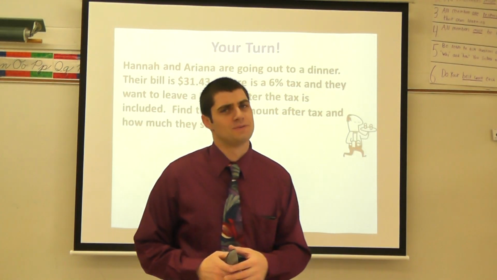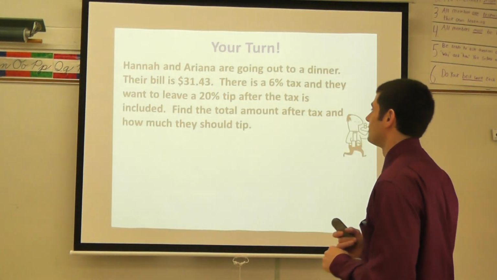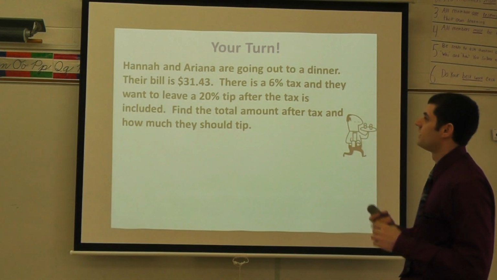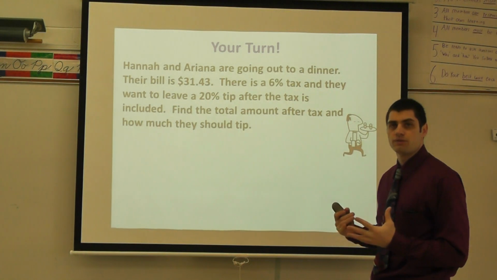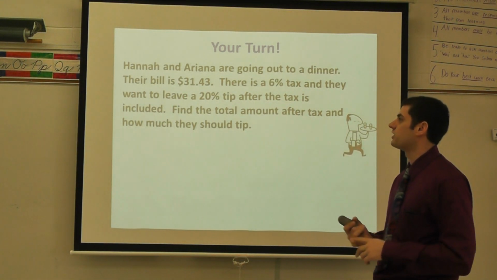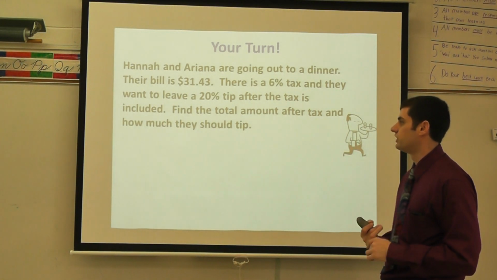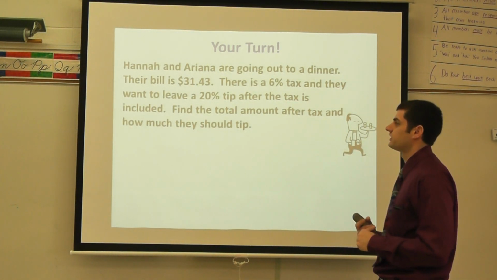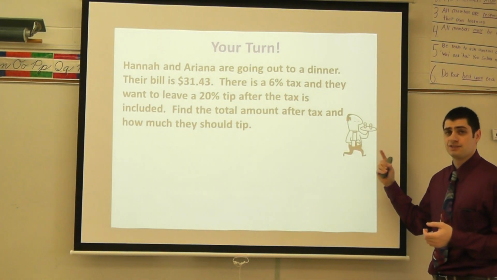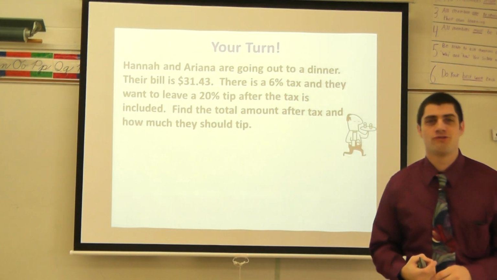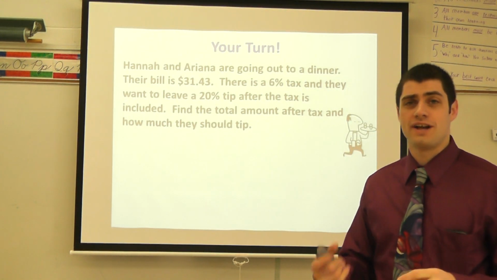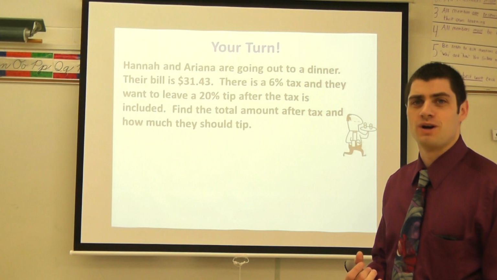All right, here we go. Your turn. One of my favorite parts of the videos. Hannah and Ariana are going out to dinner. Their bill is $31.43. There is a 6% tax, and they want to leave a 20% tip after the tax is included. Find the total amount after tax and how much they should tip. And again, we have our nice handy dandy little server over here ready to help out. So have your smartphone or calculator ready, a piece of paper, a pencil, pause the video, and we'll see what you come up with.